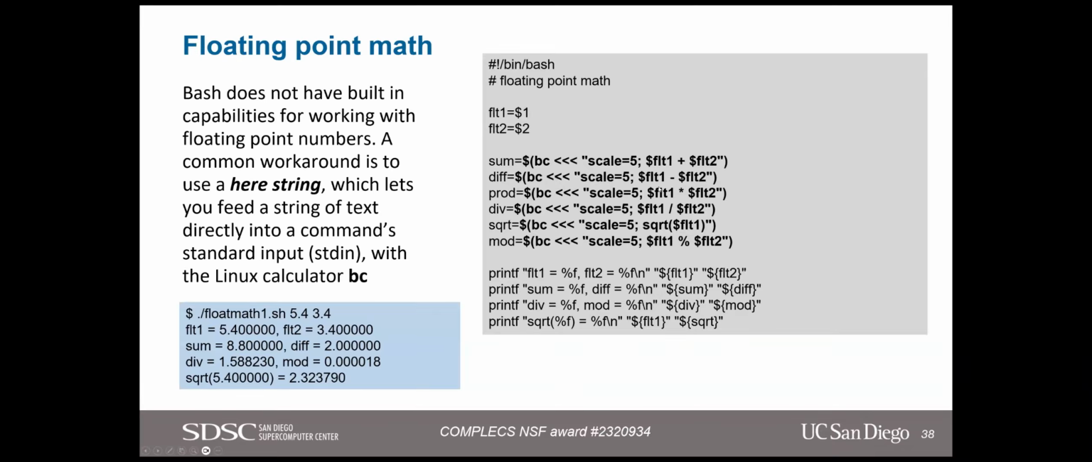So our output is we're going to get the addition, we're going to see what our variables are, then we're going to print out the sum, the difference, then we're going to print out division and modification, the square root, and we can see that all down here.